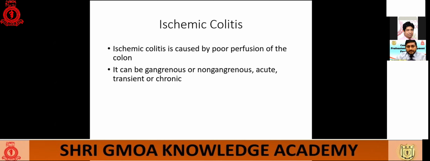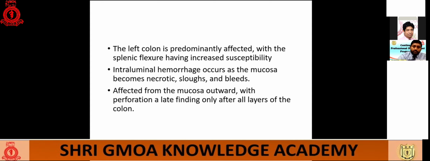So ischemic colitis is another entity where the blood supply to the colon is impaired, and it can be gangrenous or non-gangrenous, or acute or transient. Commonly the left colon is involved because blood supply to the left colon is less. That is why it's commonly involved. So what happens is when the blood supply is less, then the mucosa becomes necrotic and it bleeds. So this is also another cause for lower GI bleeding.